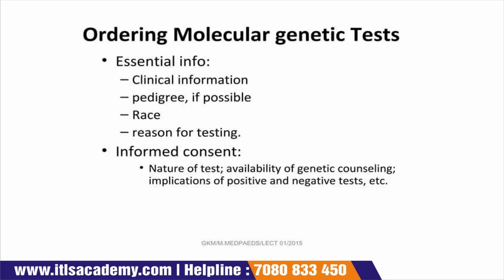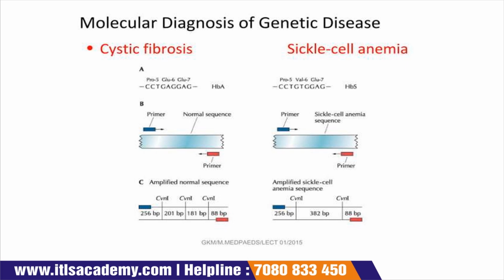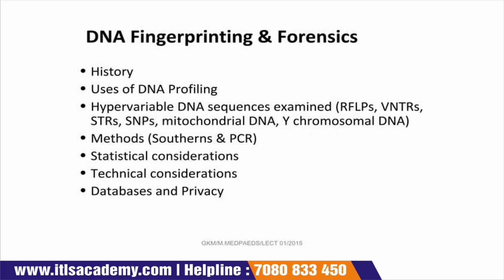Then essential information: we also have clinical information, pedigree if possible, race, reason for testing, informed consent, that is nature of the test, availability of genetic counseling, implication of positive and negative test. Molecular diagnosis, so this is your cystic fibrosis, and this is the example of your sickle cell anemia. DNA fingerprinting in forensics.